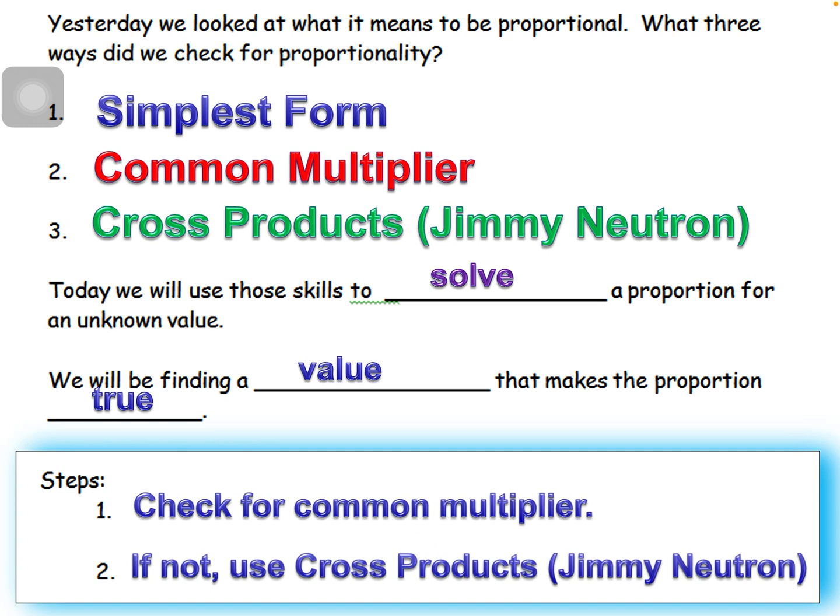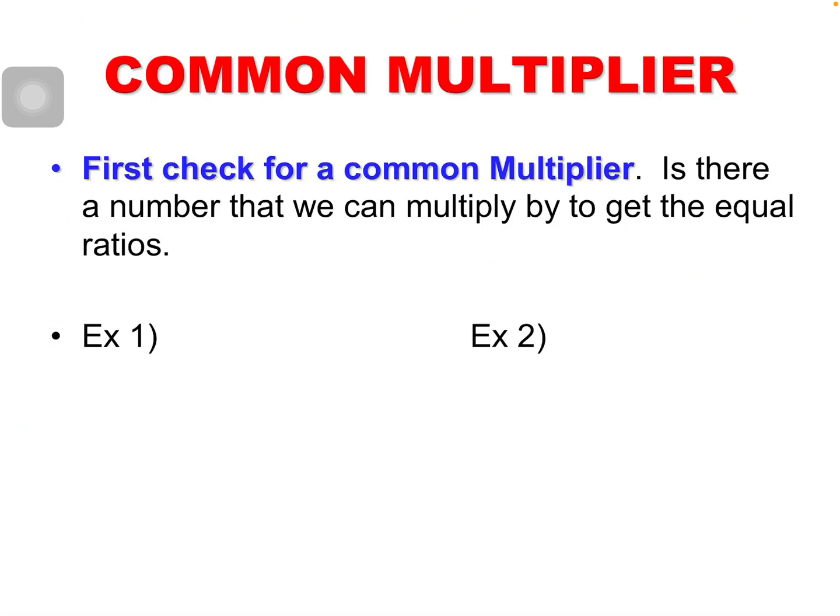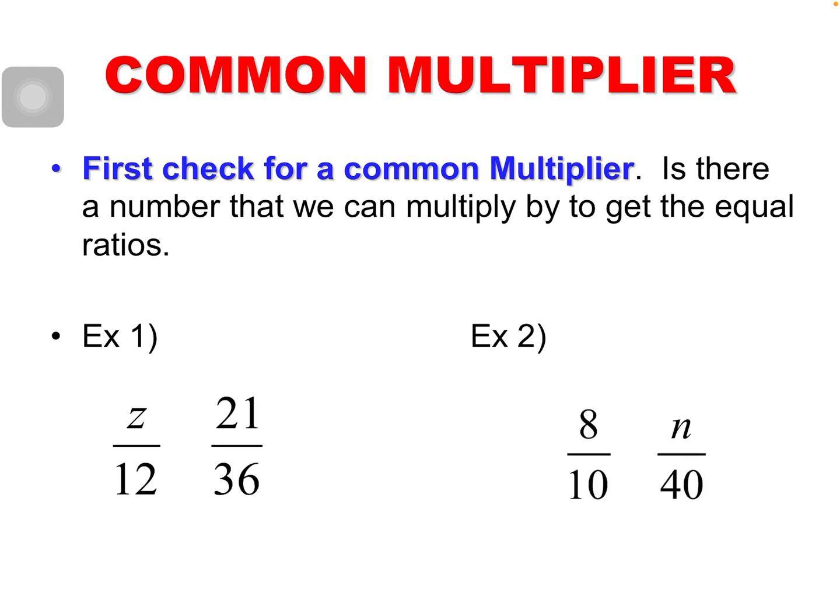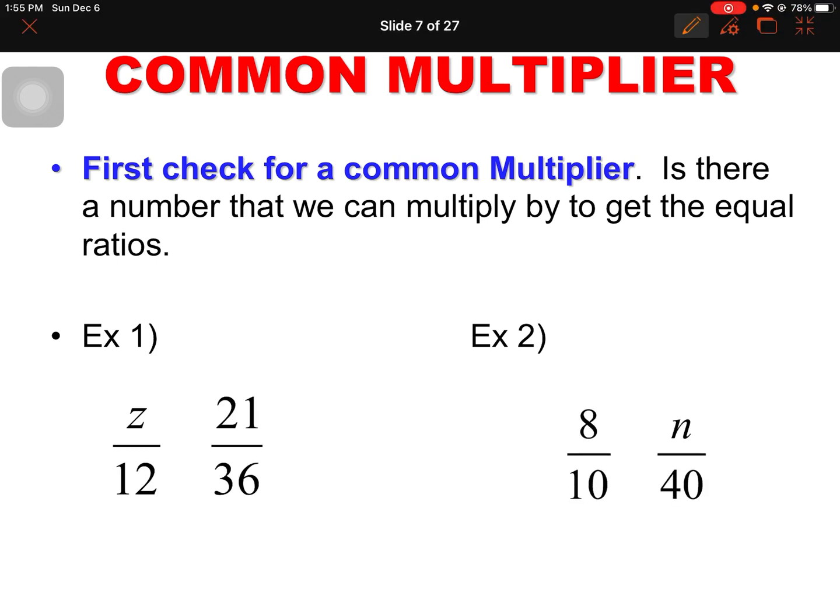But number 1, check to see if there's a common multiplier. Often that is one of the fastest, easiest ways to solve the proportion. If not, you're going to do your cross products, which we call Jimmy Neutron. So first 2 examples, and apparently I don't have equal signs again with the wonderful computer.